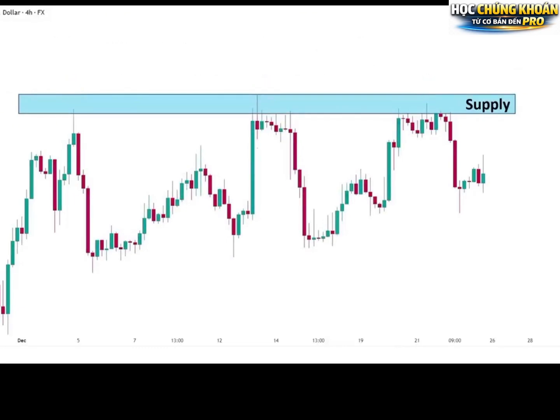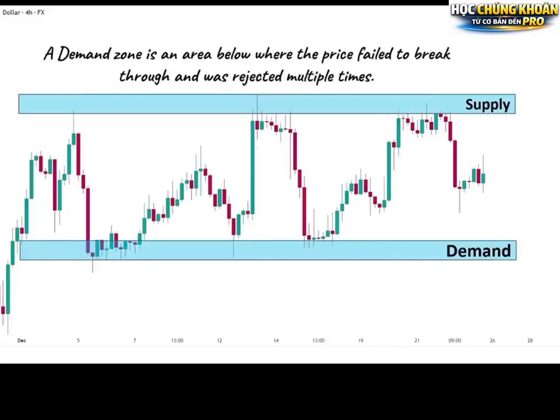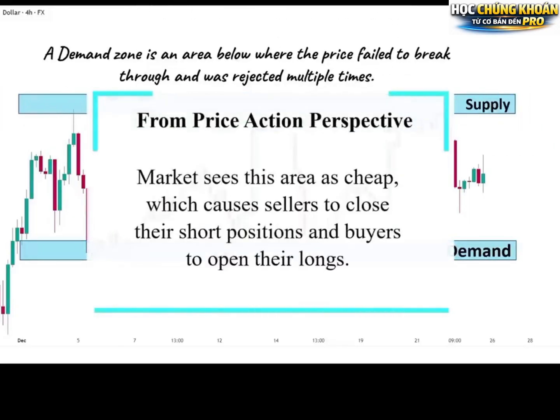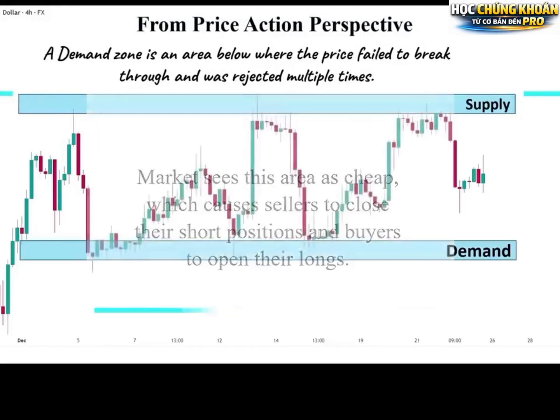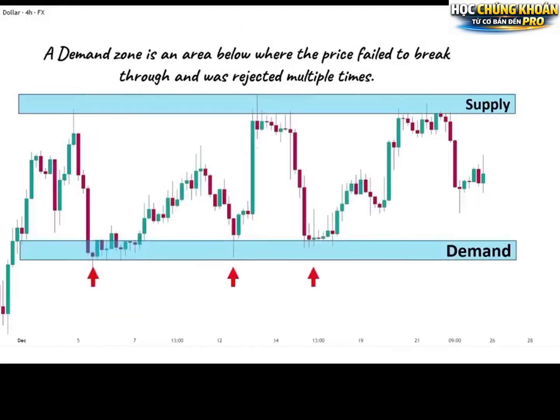Now in the opposite direction, a demand zone is an area below where price failed to break through and was rejected multiple times. From the price action view, the market sees this area as cheap, which causes sellers to close their short positions, and buyers to open their longs. The outcome of this double action is what makes the price reverse from the demand area.